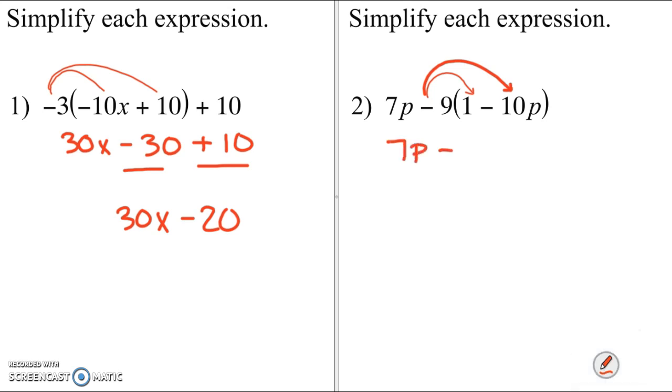That's going to be a 7p minus, what's 9 times 1? 9. Good. 9. So that's a -9. And then a -9 times a -10 is a positive 90p. Okay, any like terms to combine? Both p terms. We have a 97p minus 9. Okay.